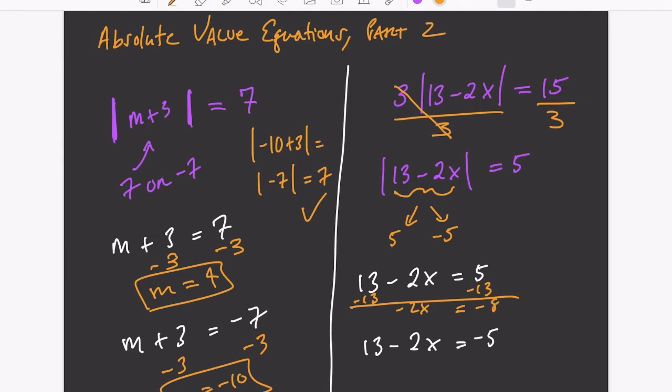And so now I need to divide by the -2. Divide by -2, divide by -2. And x equals negative divided by negative is a positive. 8 divided by 2 is 4. So x is 4 is one possibility.